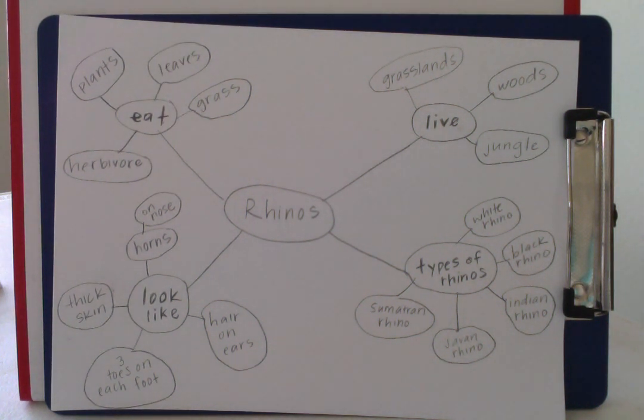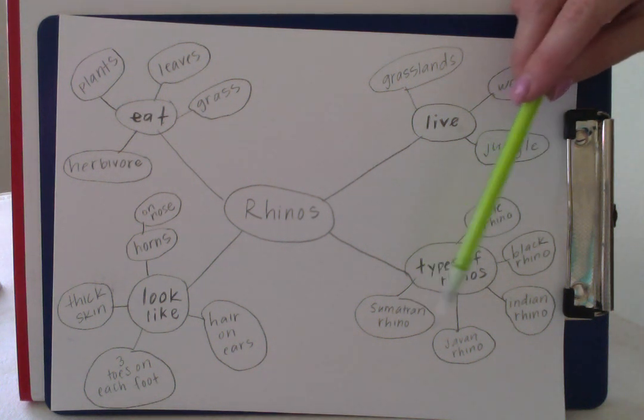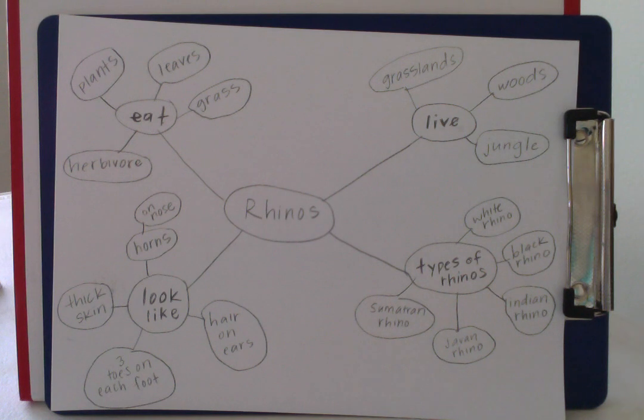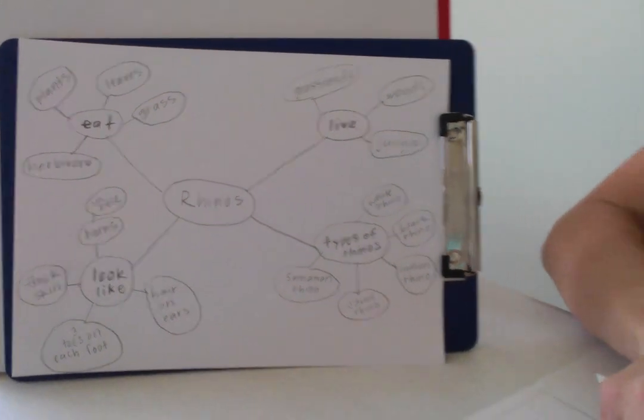And then the last section that I'm going to write about for my rhinos story is the types of rhinos that there are. So in the book I learned that there are 5 types of rhinos. Since there are 5 types, I wrote all 5 types in their own bubble here, and I'm probably going to have 5 sentences, 1 for each of the types of rhino. Okay? The first thing I want to do is write about what rhinos eat. So I'm going to use my web.